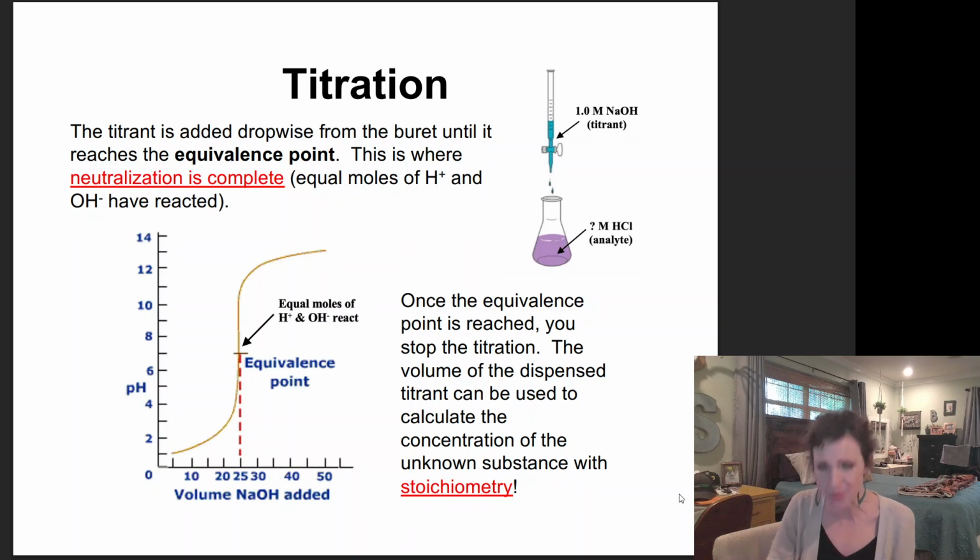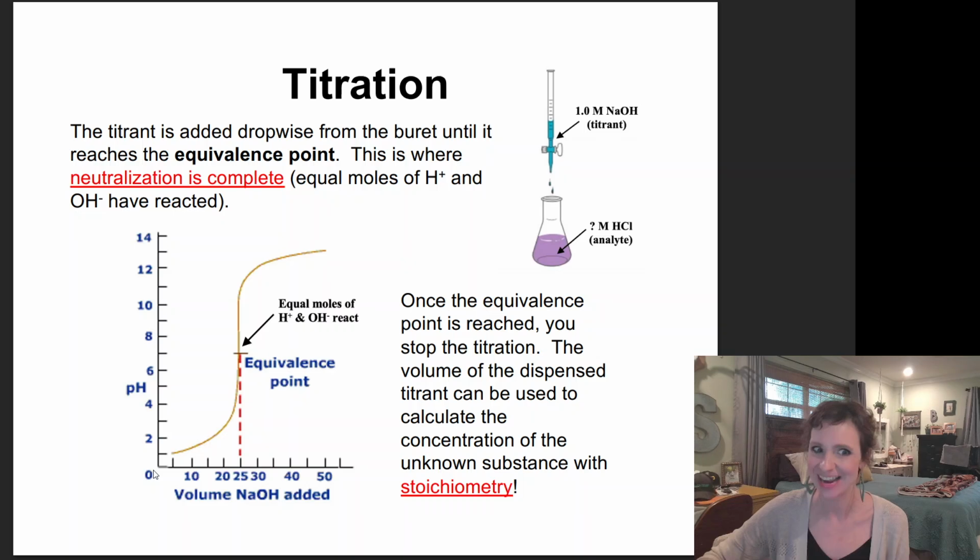So what you do when you titrate is the titrant, meaning the guy in the burette, is added dropwise from the burette until an equivalence point is reached, okay? The equivalence point is where neutralization is complete, which we know is when equal moles of the hydrogen ion and the hydroxide ion have reacted. Once the equivalence point is reached, you stop the titration, meaning I stop dispensing the titrant, and I can then use that information to calculate the concentration of my unknown substance with stoichiometry.